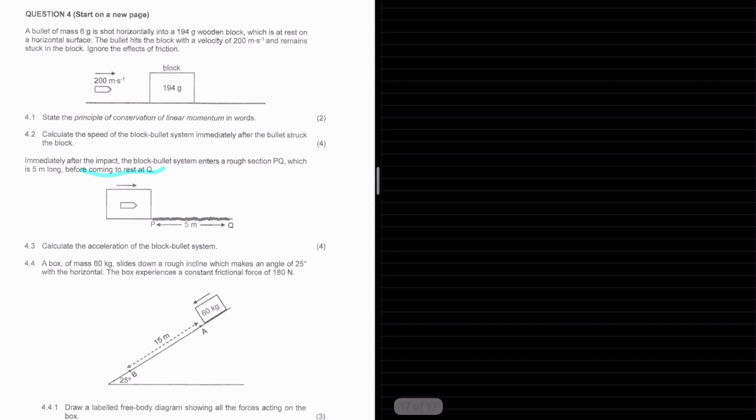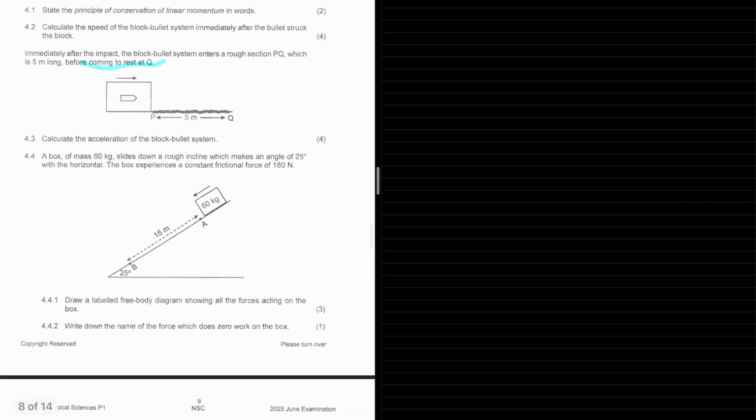Okay, moving on. 4.4. A box of mass 60 kilograms slides down a rough inclined plane which makes an angle of 25 degrees with the horizontal. The box experiences a constant friction of 180. Draw a labeled free body diagram showing all the forces acting on the box.